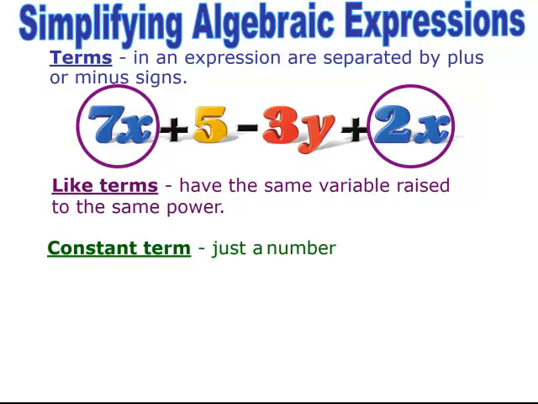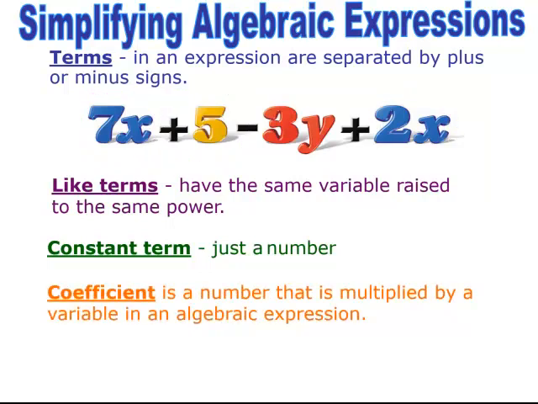A constant is just a number. So we could have like terms just being constants. A constant here would be a plus 5. There's nothing to change the value of 5. With 7x, if I plug something into x, it could change the value. So 5 is a constant. Nothing's going to change the value.